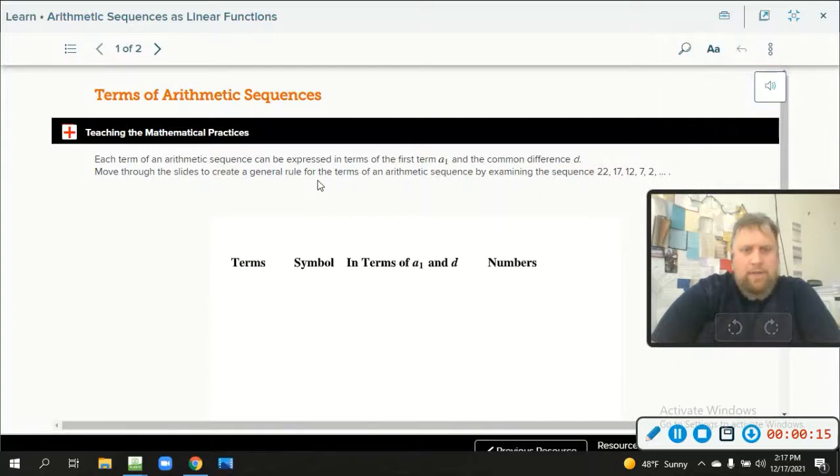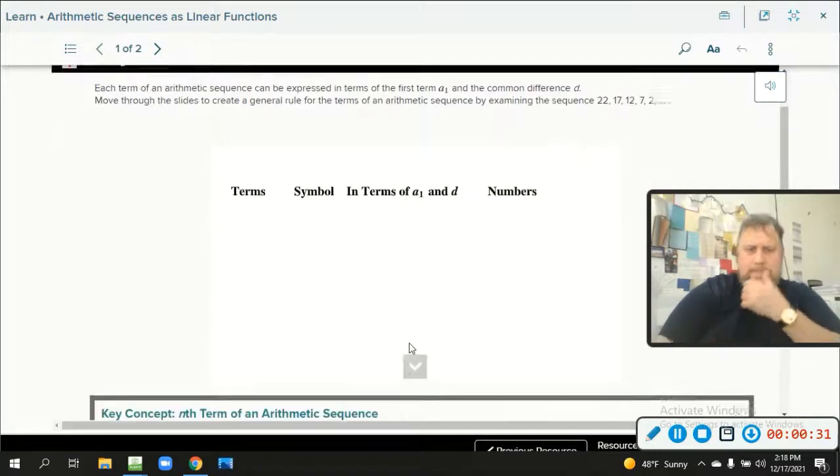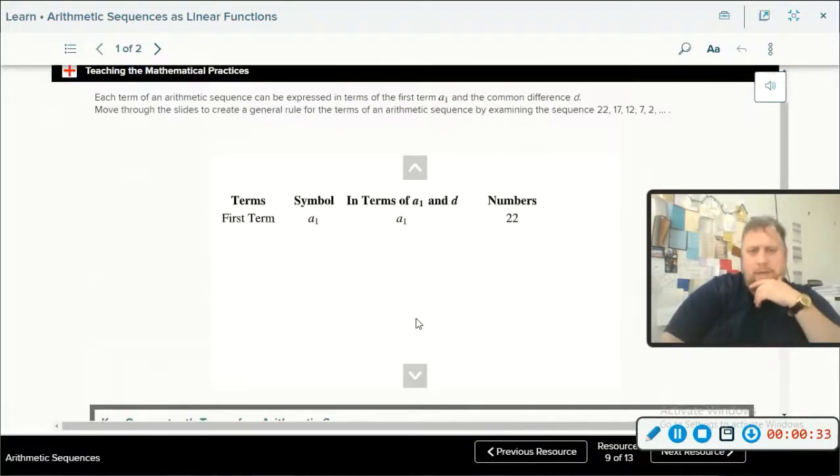Each term of an arithmetic sequence can be expressed in terms of the first term, a sub 1. That's called a sub 1. It just means the first term. And the common difference, d. So I'm going to move through these slides, and I'm going to help you create a general rule for the sequence 22, 17, 12, 7, and 2. Watch this. It's actually pretty cool.